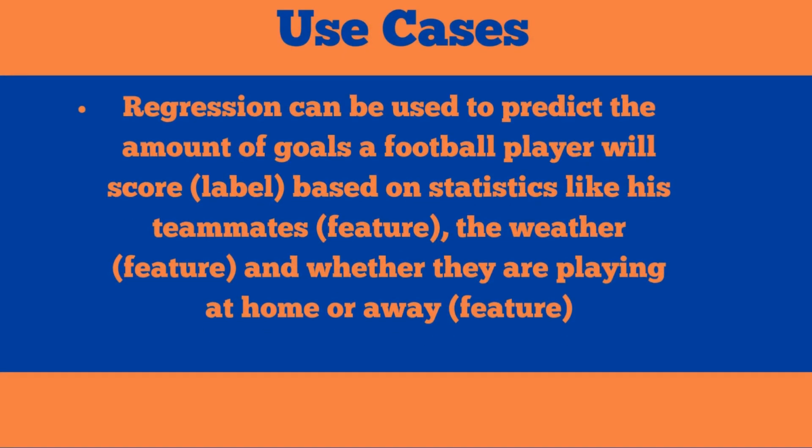Now for the third example. This example uses multiple features to predict the label. Regression can be used to predict the amount of goals a football player will score, which is the label, based on statistics like his teammates, the weather, and whether they are playing at home or away. His teammates' statistics, the weather, and the location they are playing on, which is home or away, are all features. This helps to predict the likelihood of him scoring better.